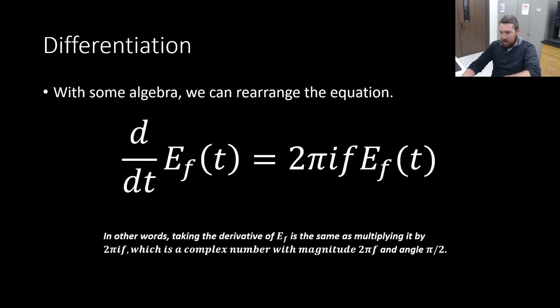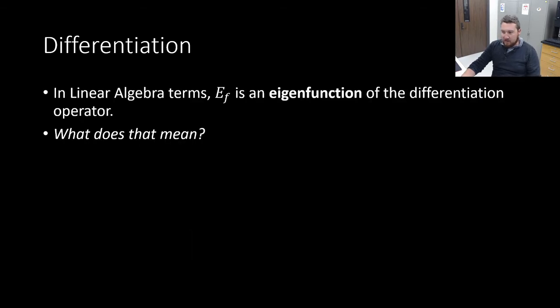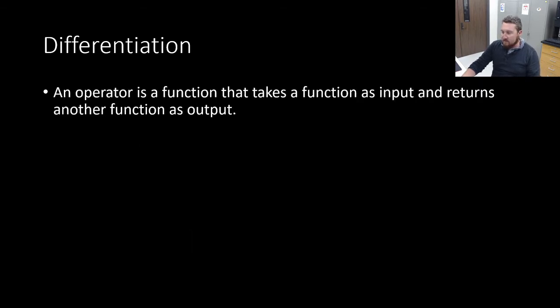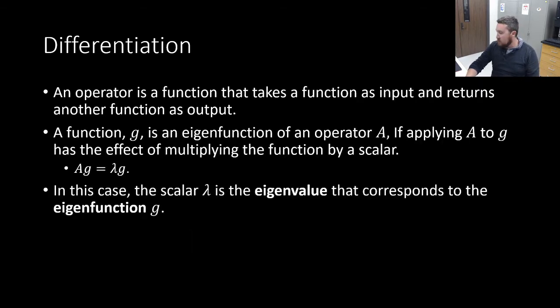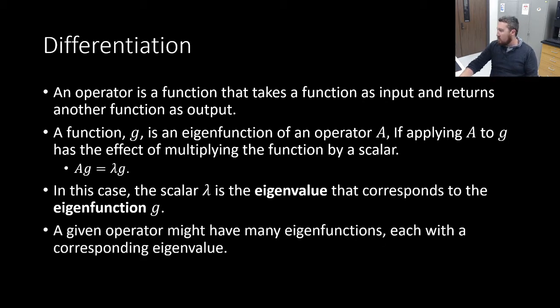So if we go all the way back to this, you can see that structure there, right? d/dt times e_f is equal to 2 pi i f times e_f. So e_f is the eigenfunction in that case. So in this case, the scalar lambda is the eigenvalue that corresponds to the eigenfunction g. Our lambda is equal to 2 pi times i times f. So a given operator might have many eigenfunctions, each with a corresponding eigenvalue.